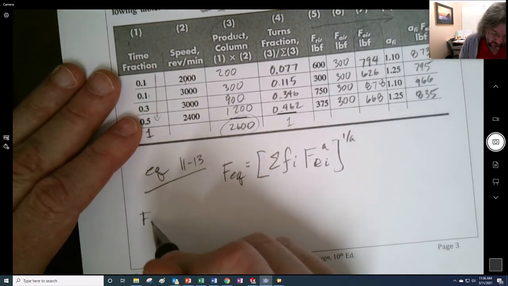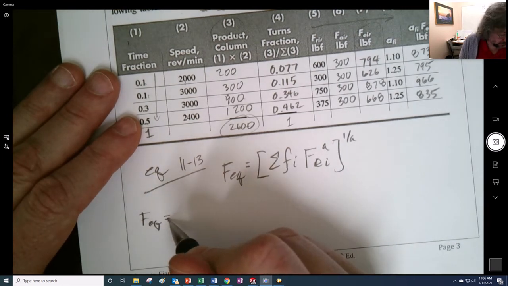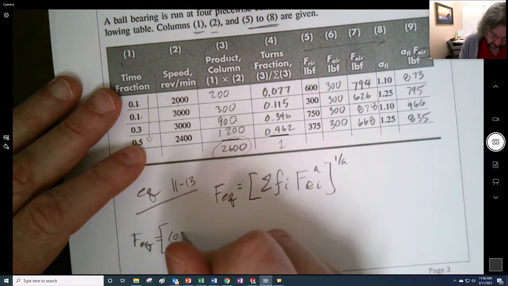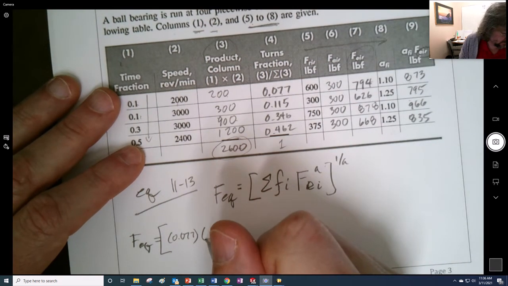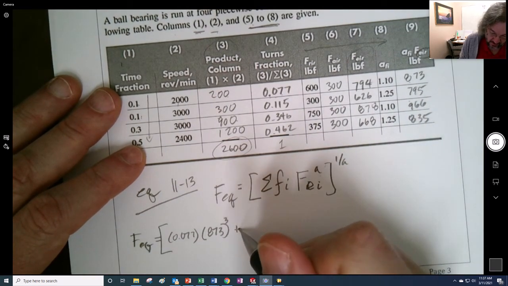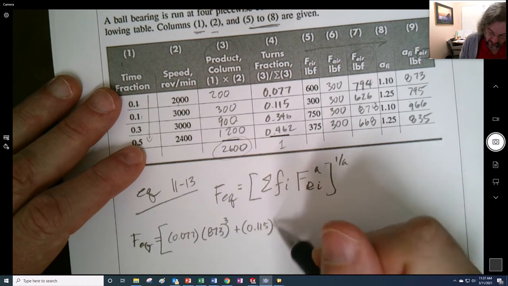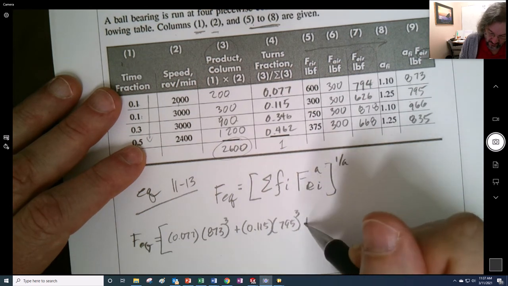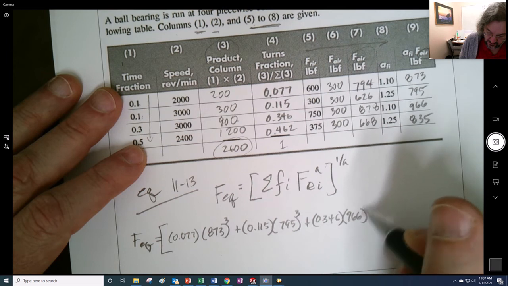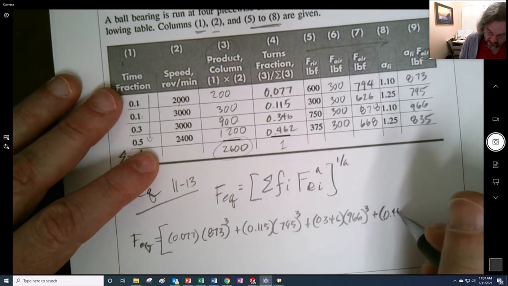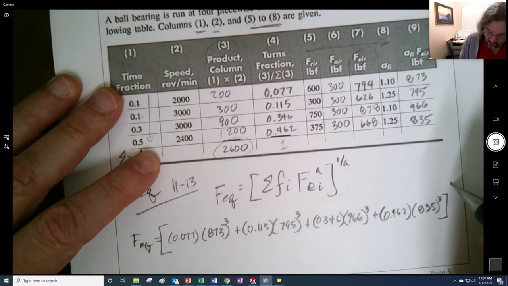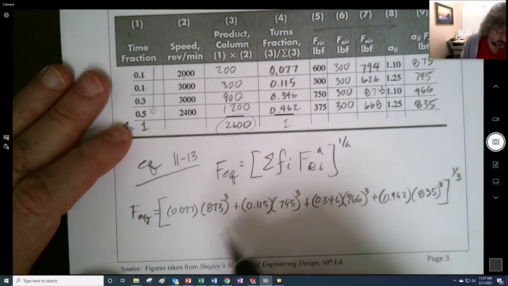So we can find the equivalent: 0.077 times 873 cubed, because they're all to the a, plus 0.115 times 795 cubed, plus 0.346 times 966 cubed, plus 0.462 times 835 cubed, all to the 1/3. You do that and we get F.